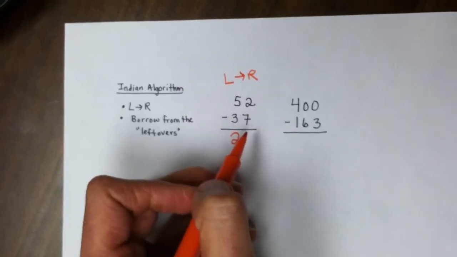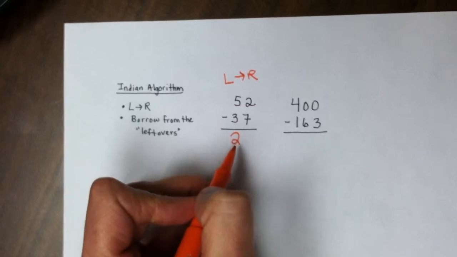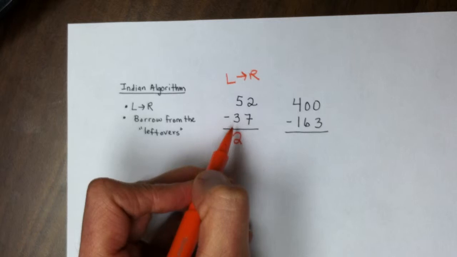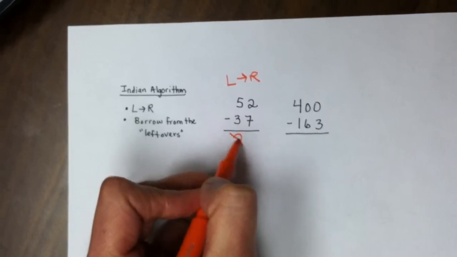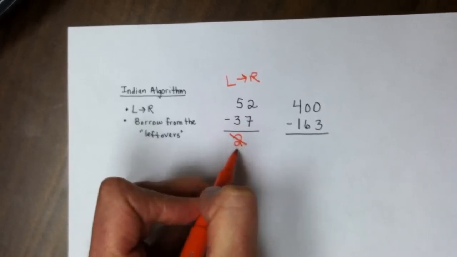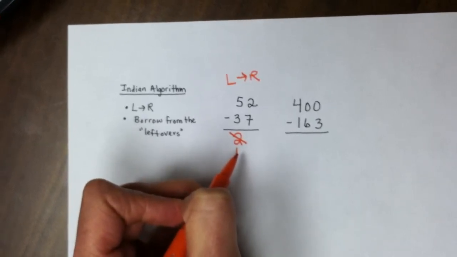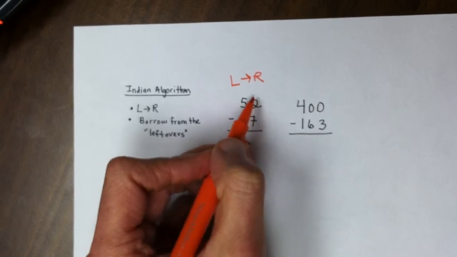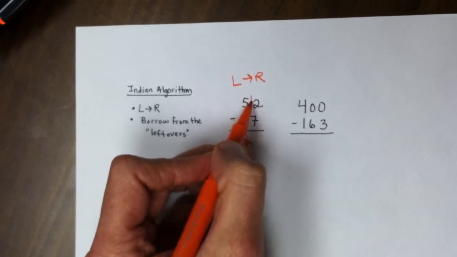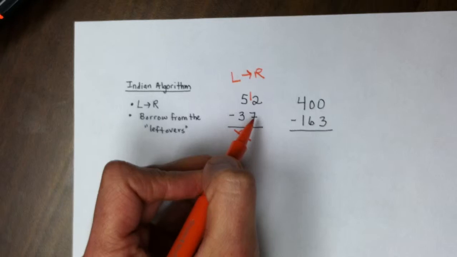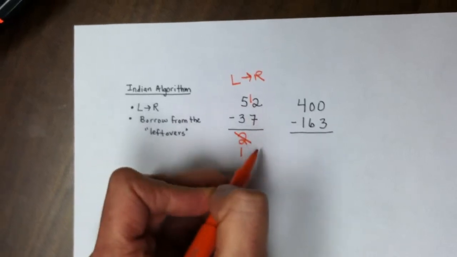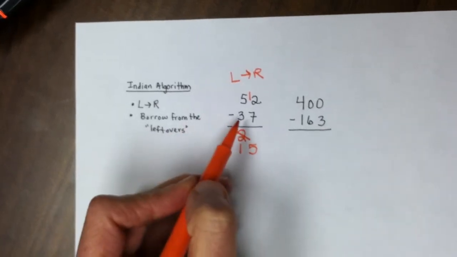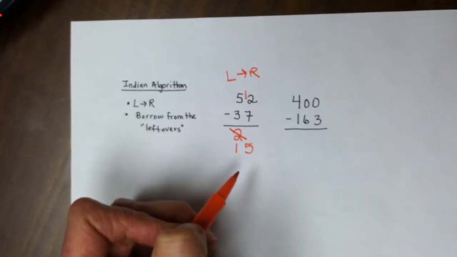Well, I'm going to need some more ones. But in this algorithm, when I go to borrow, I'm going to borrow from the remaining 2 tens that were left over after our subtraction was performed. So I'm going to cash in one of those tens, so there's 1 ten left, and that 10 is going to cash in for 10 ones that I can add to the 2 ones that I already have, giving me 12 ones. So now I can take 7 ones away from those 12 ones, giving me 5 ones. So 37 subtracted from 52 is 15.